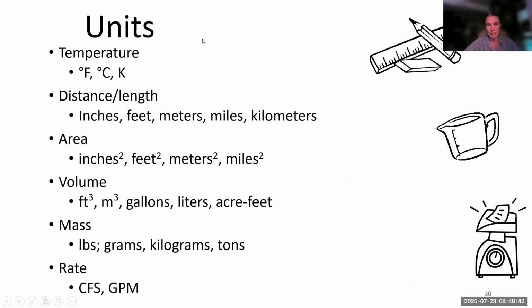That's a pretty important one. You'll see that come up a lot, especially as you do your calculations.